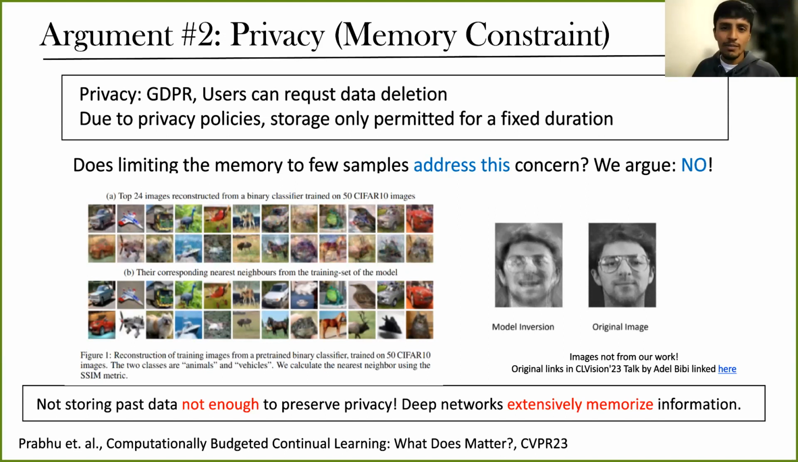Simply limiting memory is not enough to preserve privacy. Why? Simply because deep networks memorize information. If you just delete the data, but retain the information in deep networks, it's not really preserving privacy by any reasonable standard. And here are some examples where people have shown that you can reconstruct data. There are many papers published by, say, Nicholas Carlini, who shows the same thing in large language models and large generative image models. It's very clear that deep networks memorize information, and this doesn't really address privacy.